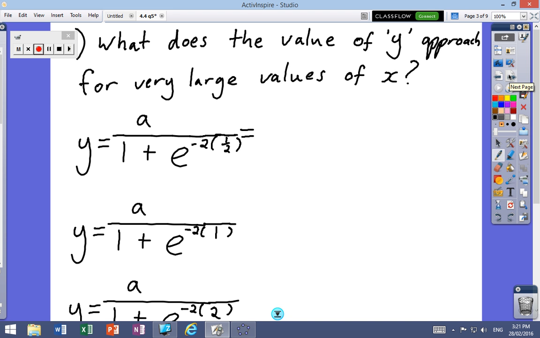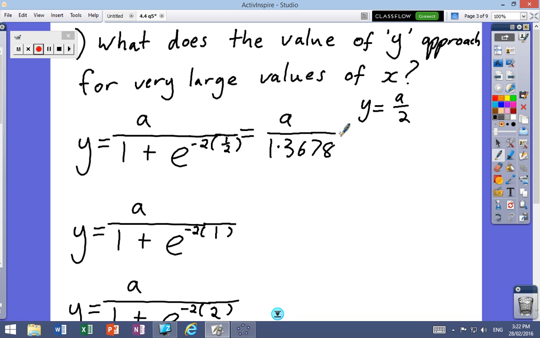What does the value of y approach for very large values of x? This is part B. Well, we know that when x equals 0, we get y equals a on 2. Let's move away from 0. We'll just try a half. All we're going to do is substitute some values for x into this equation and see what comes out. Just this bottom part, of course. We don't know what a is, but we can see what this function approaches as we put in different values of x. So this time I'm going to try 1 plus e to the minus 2 times a half, which will of course be e to the minus 1.